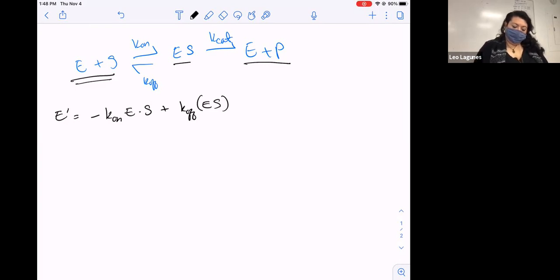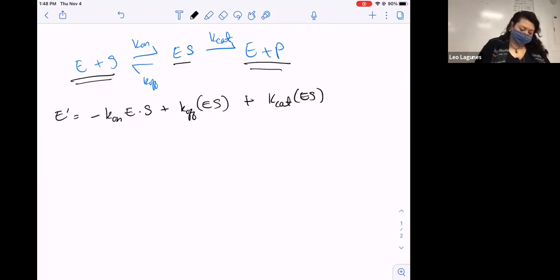We also gain it, so plus, and now it's the forward reaction, the K cat. Why did I start with enzyme? And we're gaining it from ES. I should have started with the substrate, but that's okay. And there are no other enzymes that we haven't addressed.